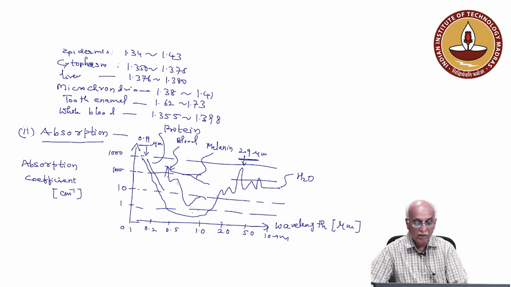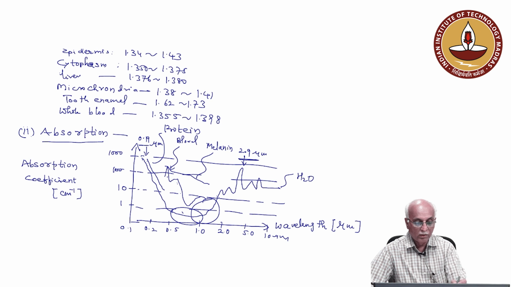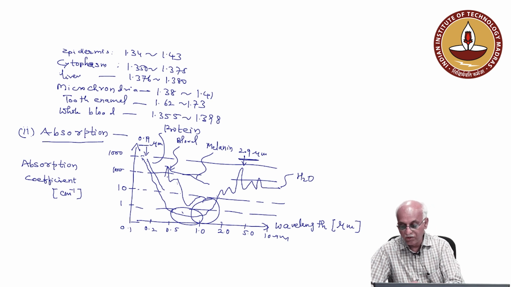So for certain measurement applications we would prefer the range where such water absorption is low, maybe near the visible range, near infrared range, etc. So these aspects are helpful in terms of absorption characteristics.